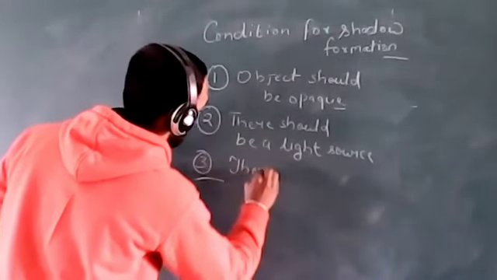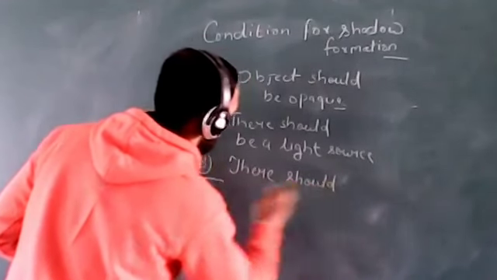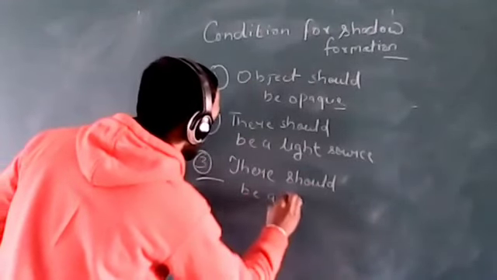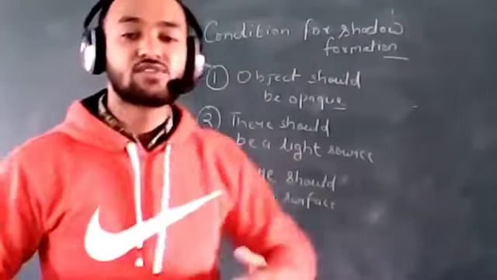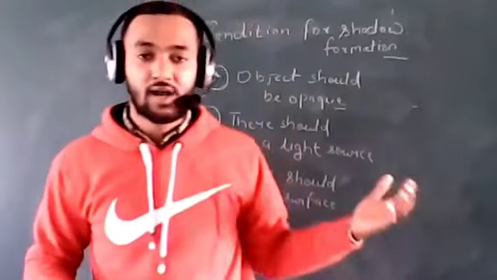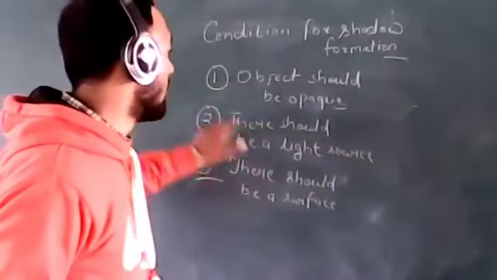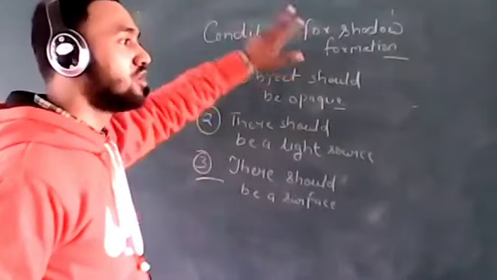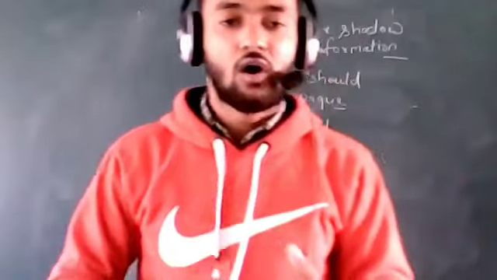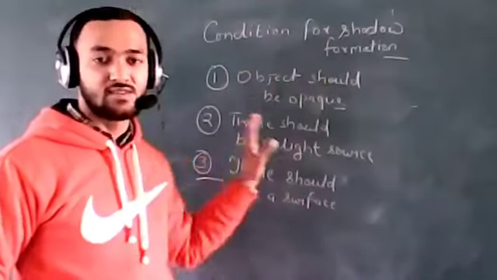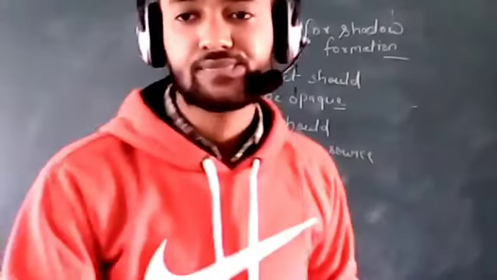There should be a surface. Just like when we stand on the ground, our shadow forms on the earth's surface. Here the shadow formation takes place on the board, so there should be a surface for the shadow formation, either a screen, the earth, or any board. Just like this also acts as a screen or a surface for the shadow formation.